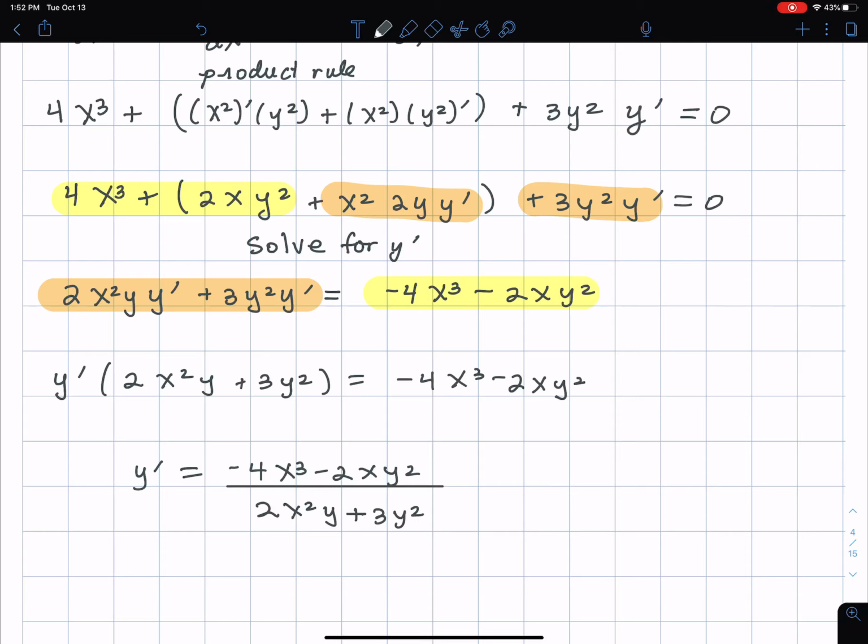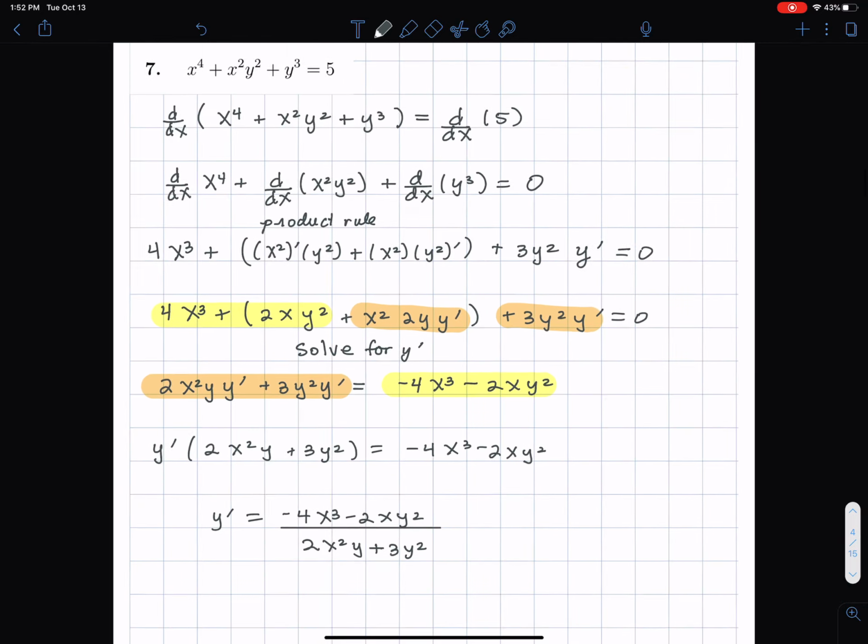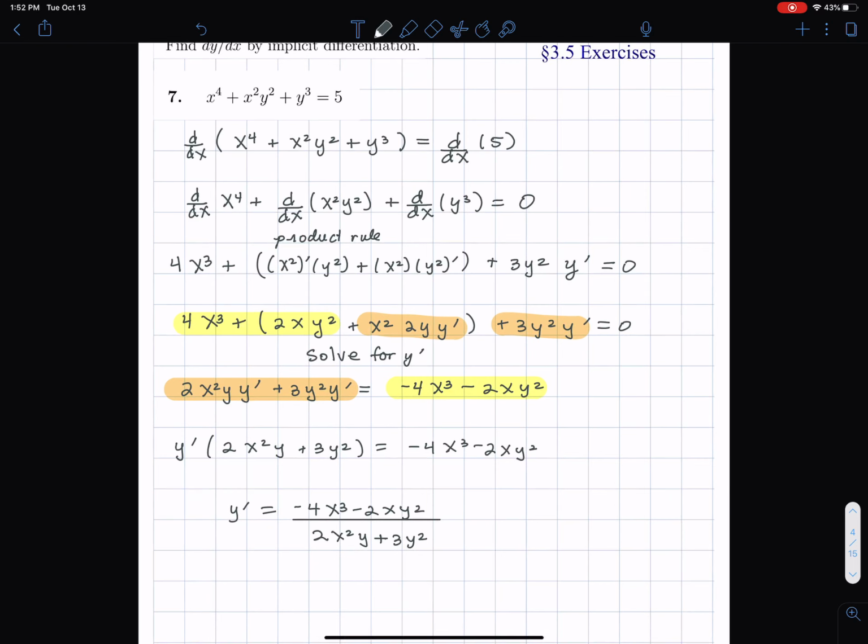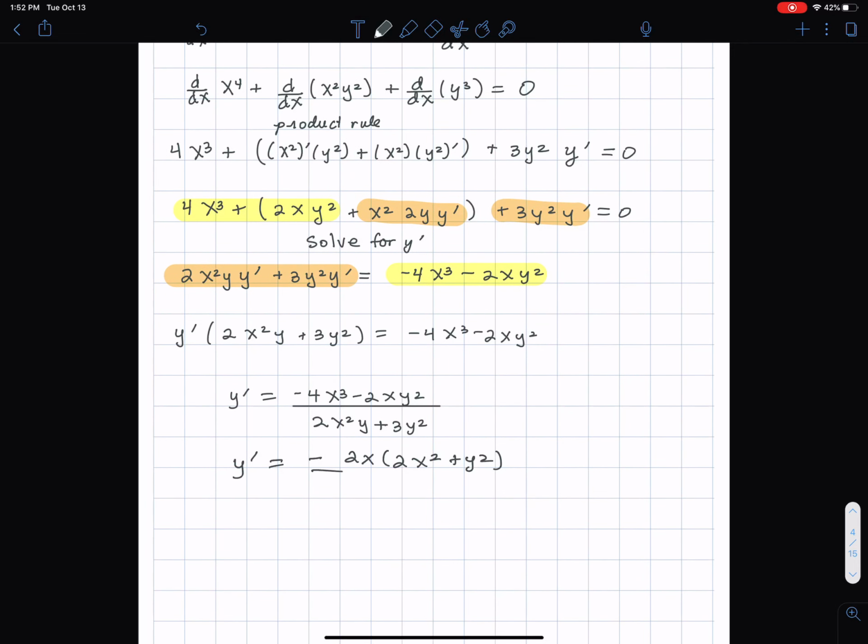Now to me, this looks completely fine, but if I look in the back of the book for this problem, I can try to match it, which is always something sort of satisfying. So first, I can factor out the negative in the numerator, and then also 2x, and that'll leave 2x squared plus y squared. And in the denominator, I can factor out y, and that leaves 2x squared plus 3y.